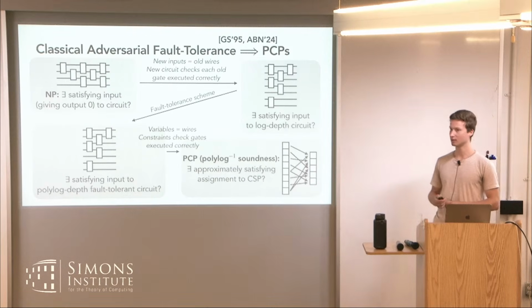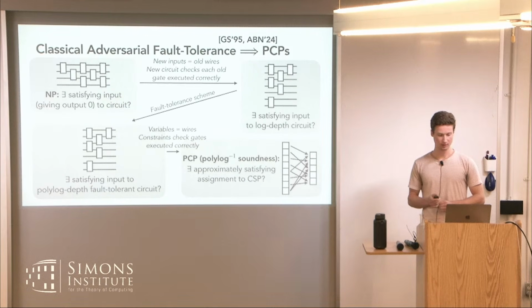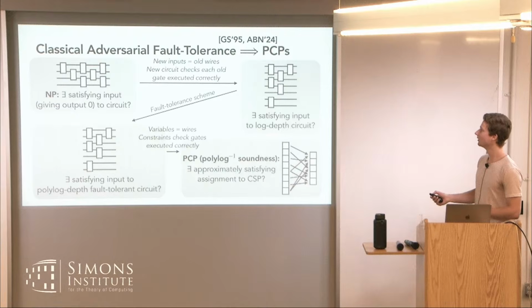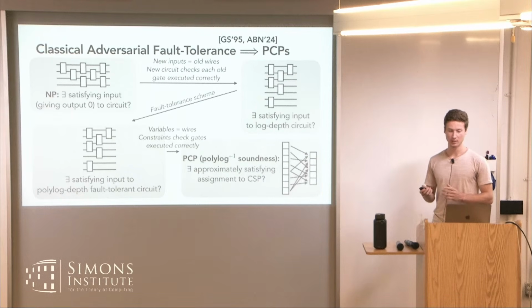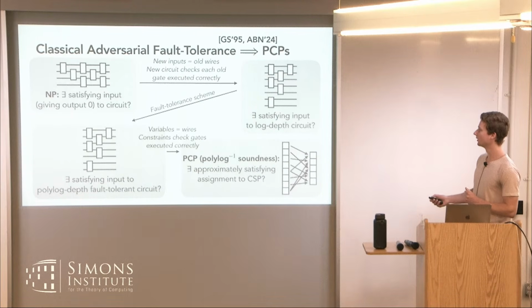Yeah, so this is the classical mapping. You can see the top and bottom arrows are just definitional. They follow immediately once you look at things in the right way. And all the heavy lifting is done by the fault tolerance scheme.